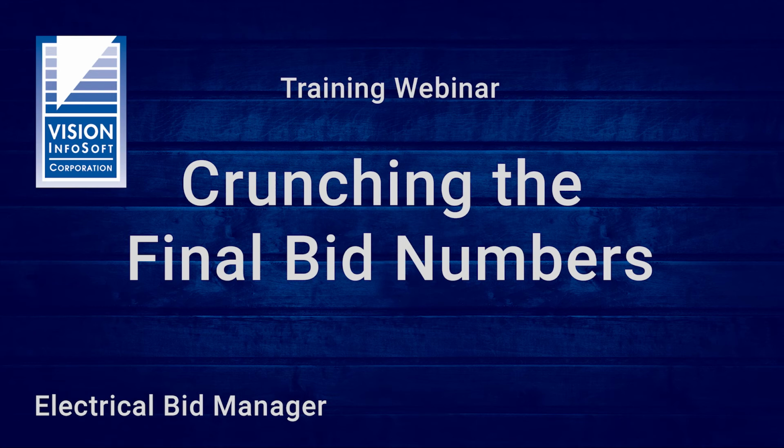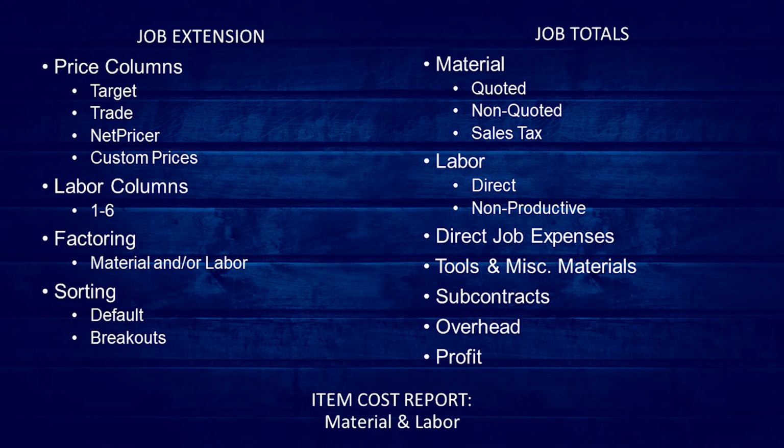We're going to really go to two parts of the program, and a little bit of a side trip into the item cost report. But the main things we're going to be talking about are all the options, or some of the options, in the job extensions and the job totals, the things you do after you've finished your takeoff and put it into EBM, whether you do it electronically or whether you input it manually. These are the kind of things you'll be able to use after you've done all the input and are ready to start analyzing the numbers.